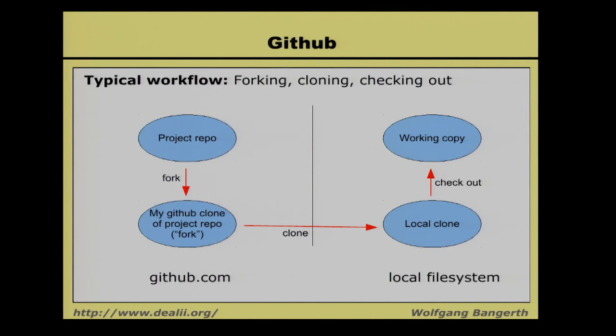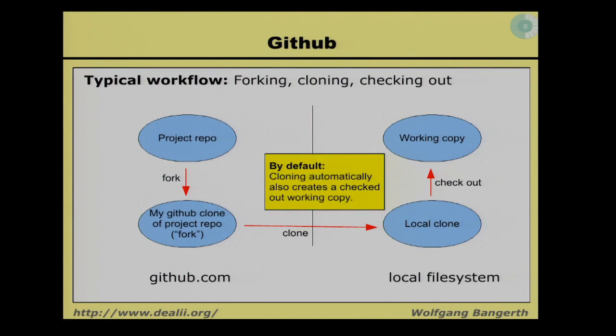Before I get there, I should say that when you clone a repository, when you call git clone, it doesn't just create a local copy of that repository, but it also automatically creates a working copy, so the set of files that we can work with. So I don't have to do this here by hand. I can do a clone by giving specific flags to git clone that only create the repository, but the default is to already create a working copy.